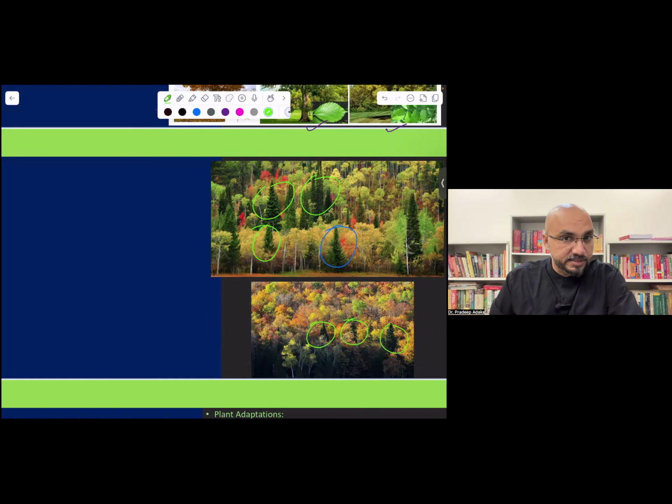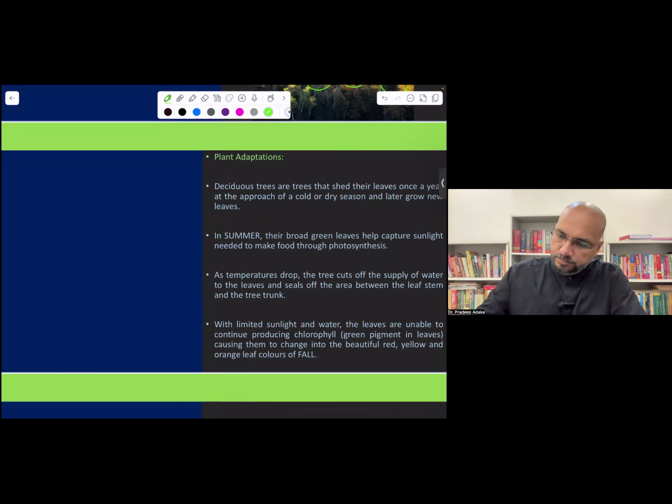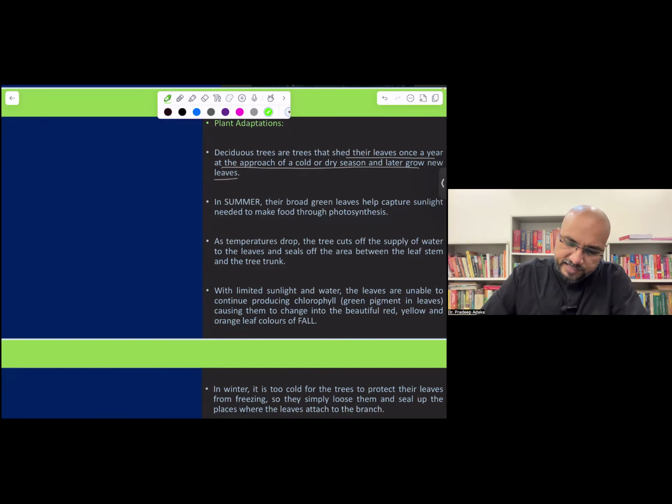Now, plant adaptations. What kind of adaptations do you see in these forests? Deciduous trees shed leaves once a year at the approach of the cold and dry season, and later grow new leaves during the spring. So in the spring, new leaves will come out. Then in summer, their broad green leaves help capture sunlight to make food through photosynthesis, as in the case of any plant, right?